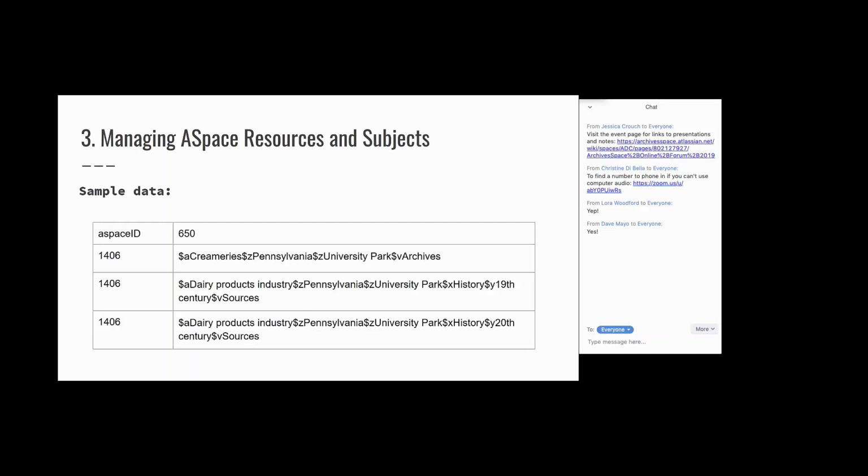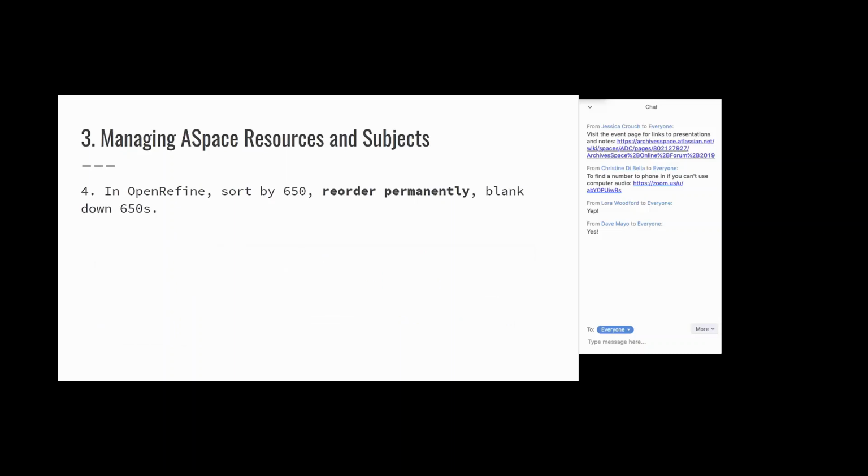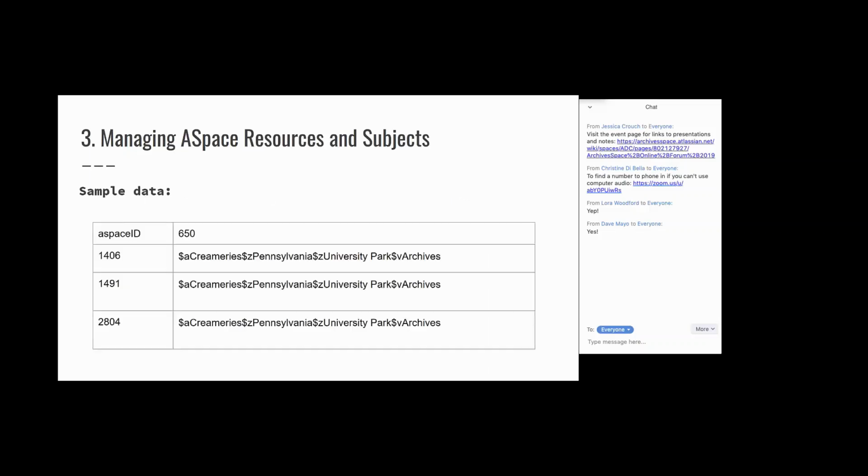So it's a one-to-one. The subjects could repeat many, many times. The same resource might have multiple subjects. So in OpenRefine, I then sorted by 650, reordered permanently, which is very important. Otherwise, your data will behave as though it's not sorted, and blanked down the 650 section. Here's an example. It's sorted on the 650s. So we have all the places where this 650 is used with 3 different ArchivesSpace IDs. Blank down, it does that.